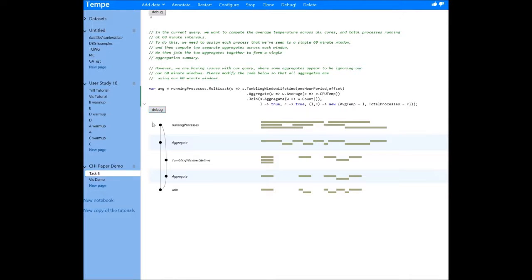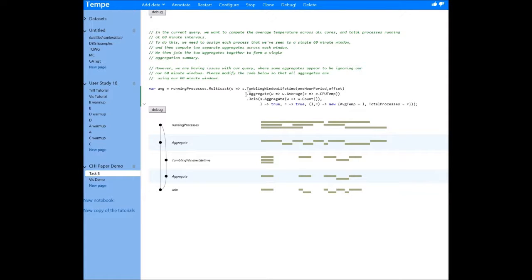It's easy to read from the debugger that the query is structured in two branches. In one branch, we're calling a tumbling window lifetime and then an aggregate. That's what's giving us the 60-minute windows on the right. But wait, when we join them with the other branch, they're getting broken up. The other branch isn't in windows. This must be where the strange times are coming from.